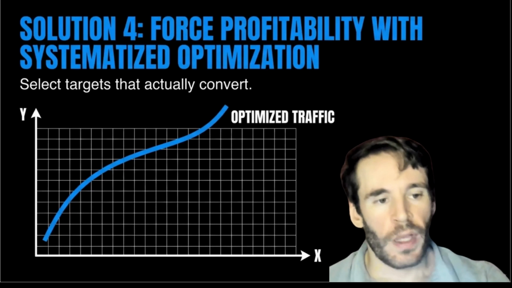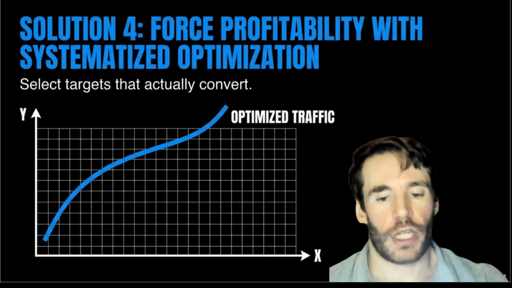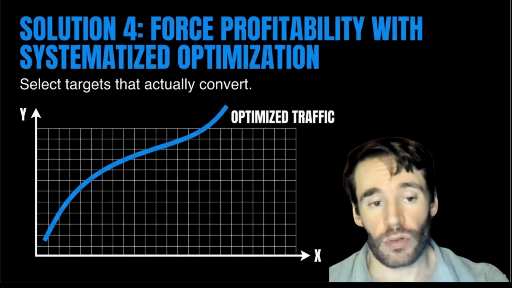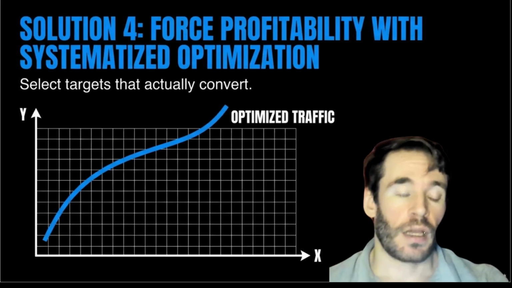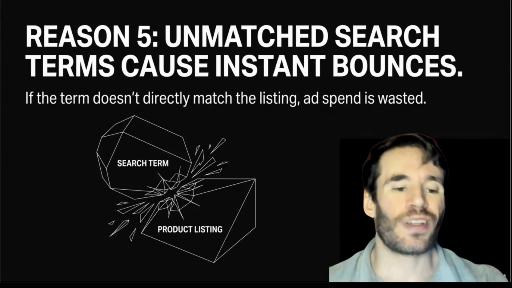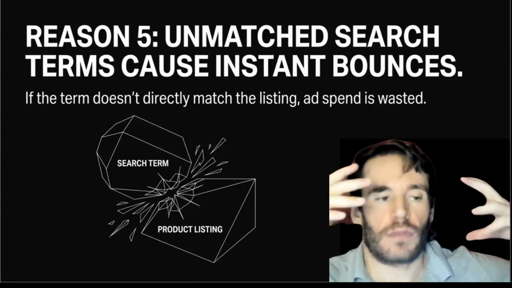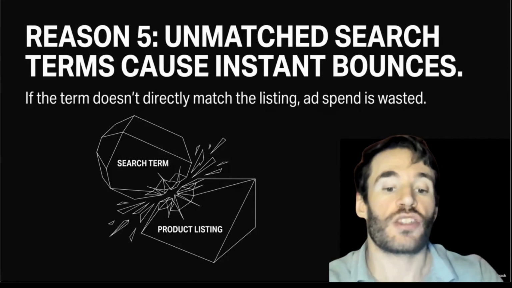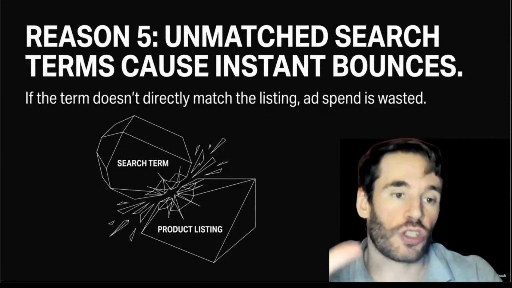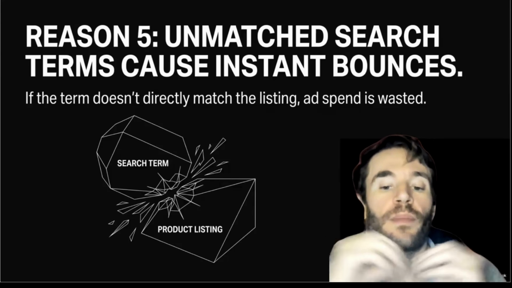to your wallet. So you need to select the targets, and also you need to make sure to match the target with the click-through rate and the conversion rate. So what is the best click-through rate? And so now there is another problem, which is matching. One of the reasons why you're losing money with your Amazon ads is there is no match between the search terms and the listing. So there is a bounce.